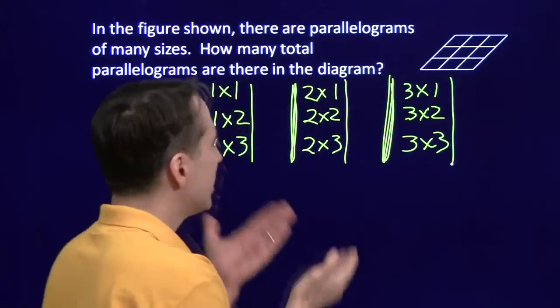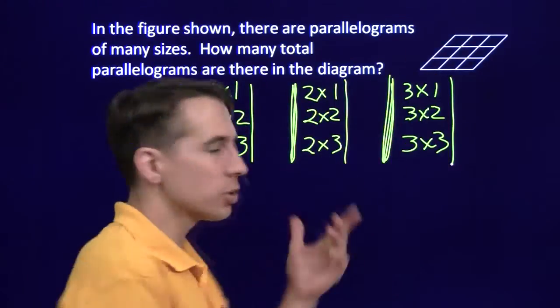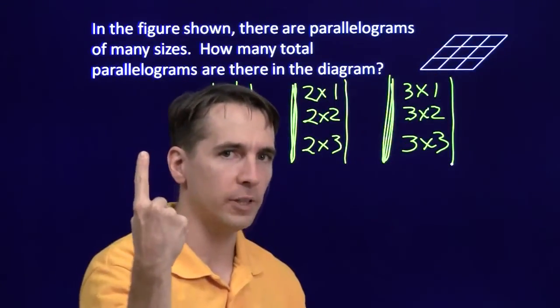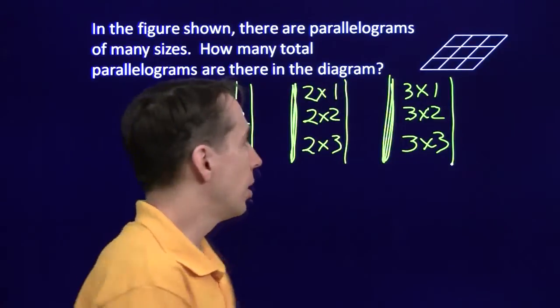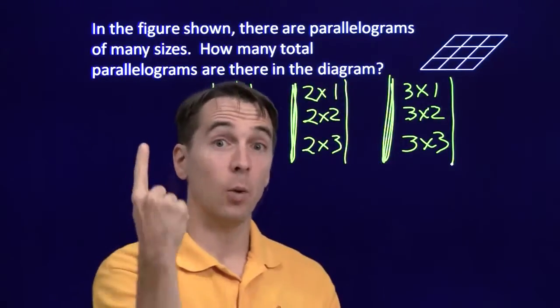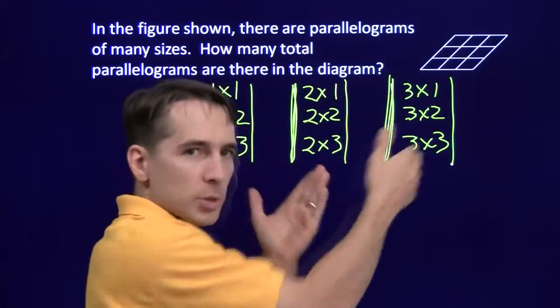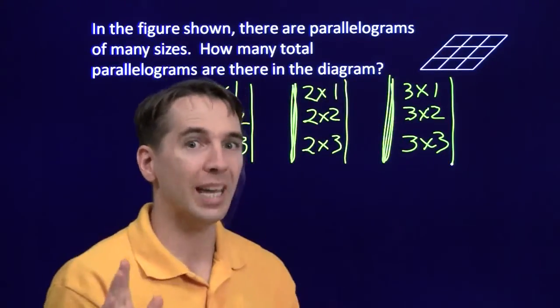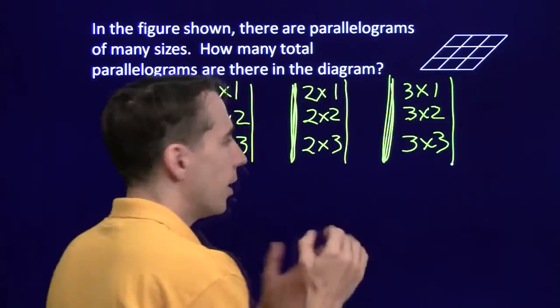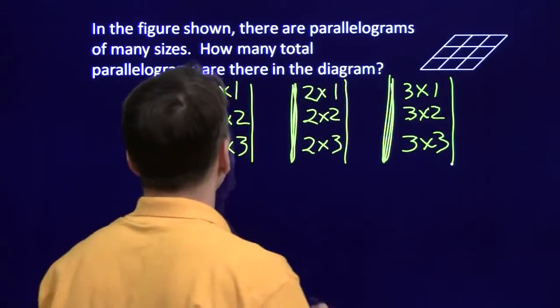Alright, and now we can see every single parallelogram that's in this grid is going to fall into exactly one of these categories. So this is going to enable us to count everything once and only once. We'll get every single parallelogram somewhere in here and we'll only get it once, so we won't count anything twice. Alright, so we have a plan, we're organized, let's knock it off.